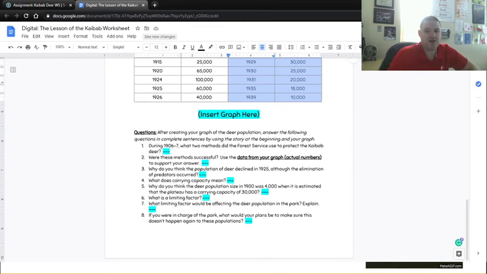And then there's 8 questions to answer at the end that deals with referencing stuff from the graph and referencing the story from up above to it. It all has to deal with our whole idea of carrying capacity and limiting factors. So with that being said, that's your assignment. You can turn it in when you're done.